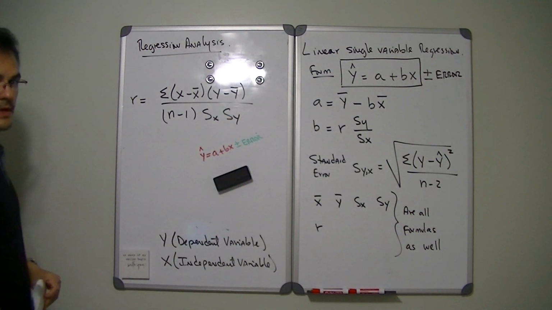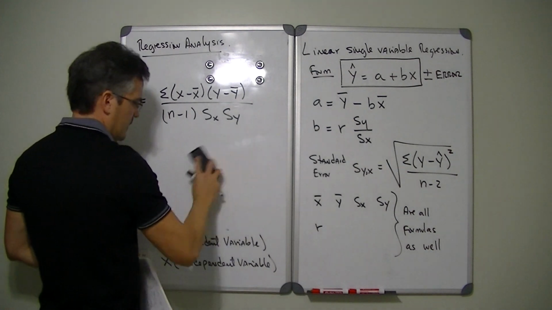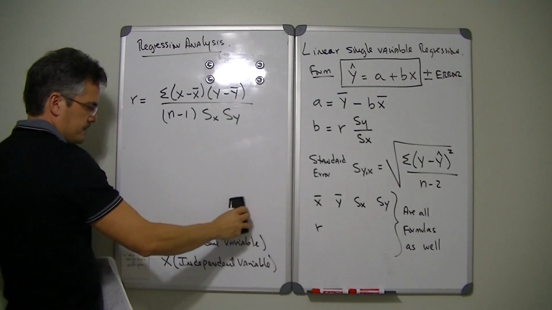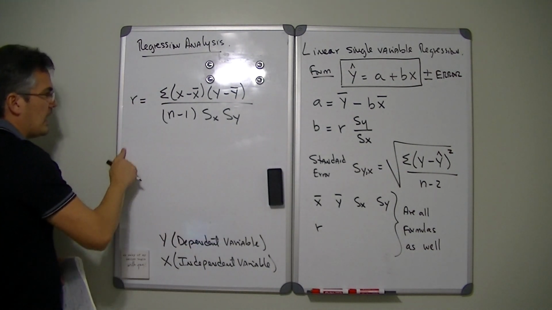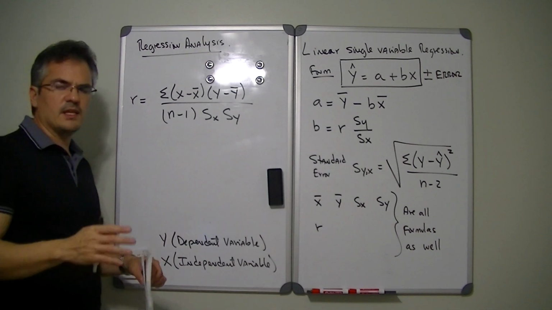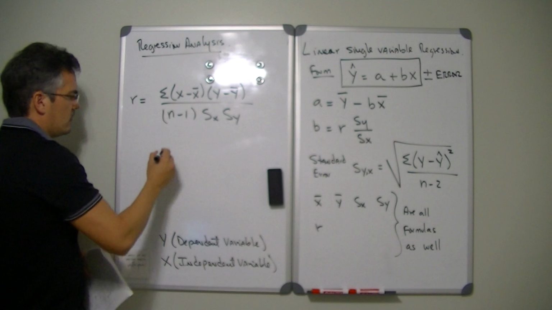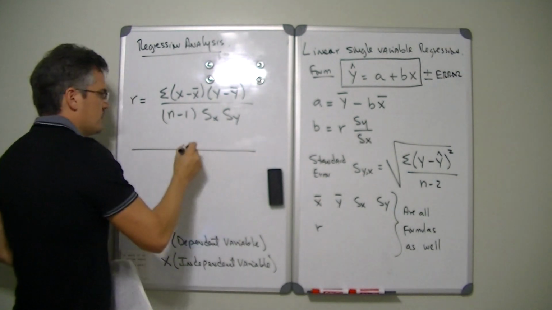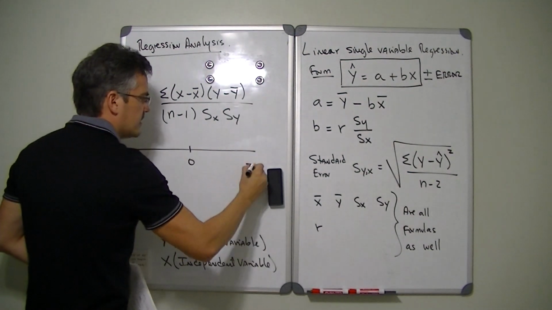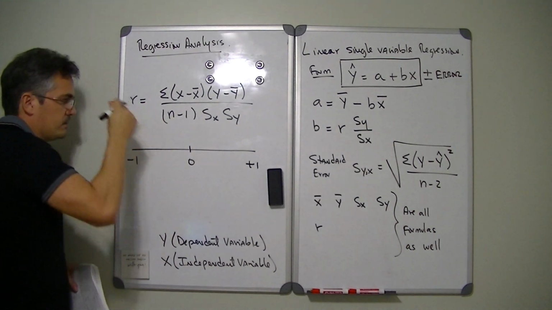So this is my correlation coefficient. A correlation coefficient tells you about how related the two variables are, and in this case, the two variables will be x and y. Now, the correlation coefficient goes from positive 1 to 0 to negative 1.